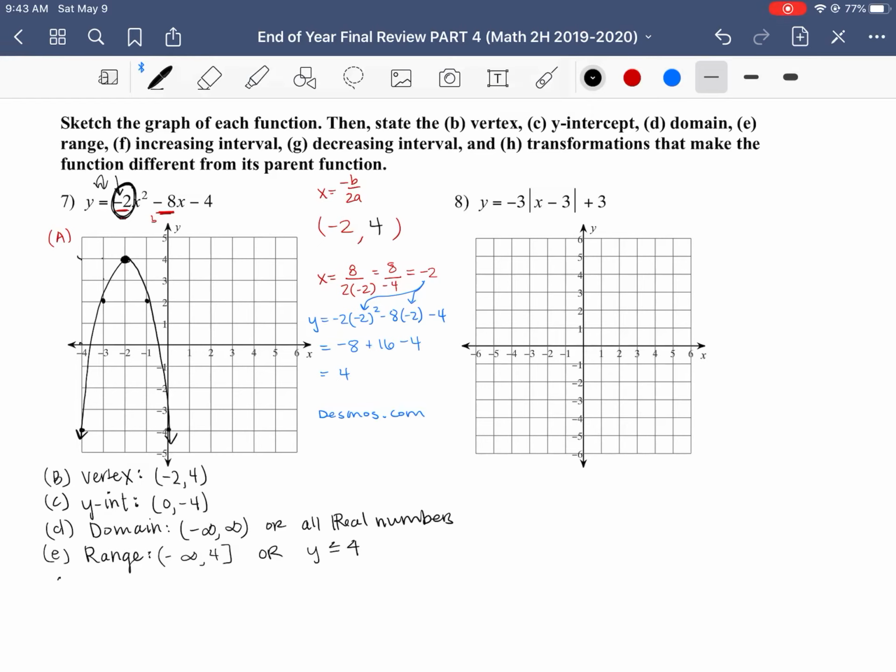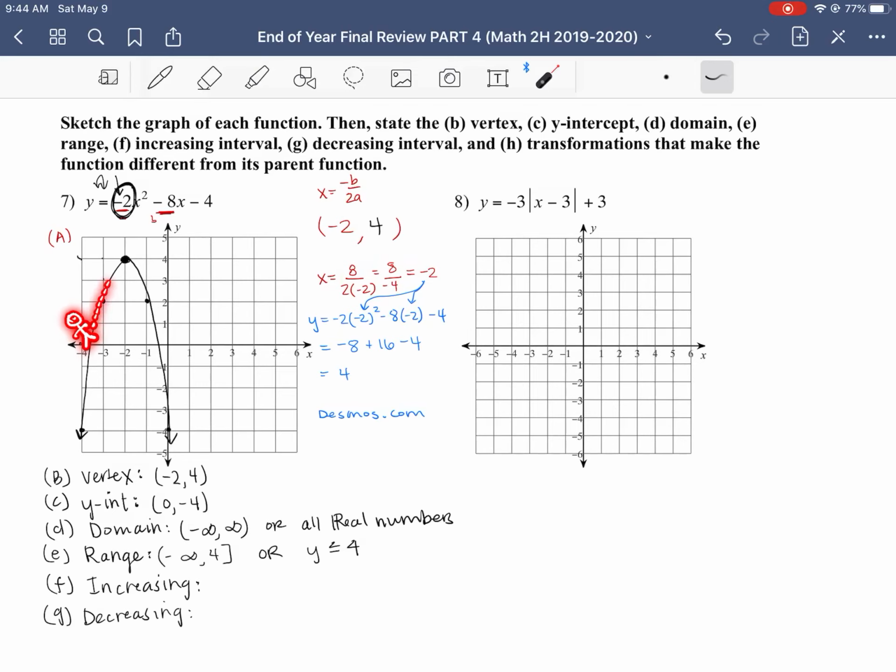Okay. F is asking for the increasing interval. So where is our function increasing? And then I'm going to kind of do these at the same time. So g was decreasing. Remember, increasing and decreasing, we move left to right. And we're talking about if we were to draw, right, the little guy that's going for a hike. Is he going uphill or downhill first?